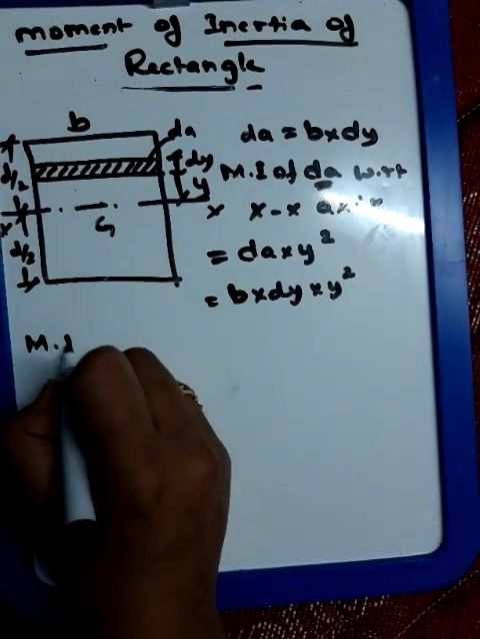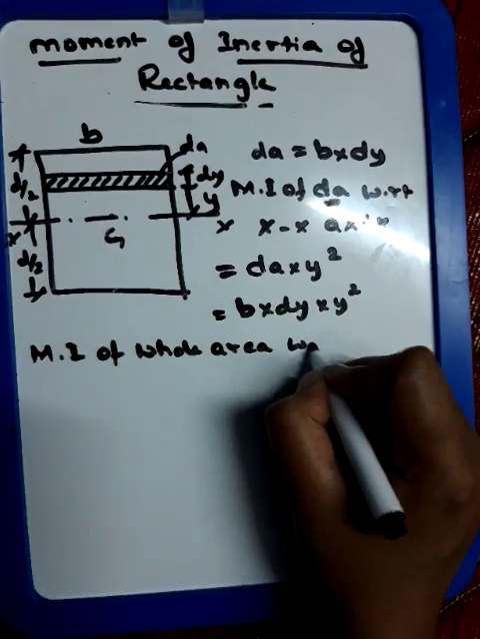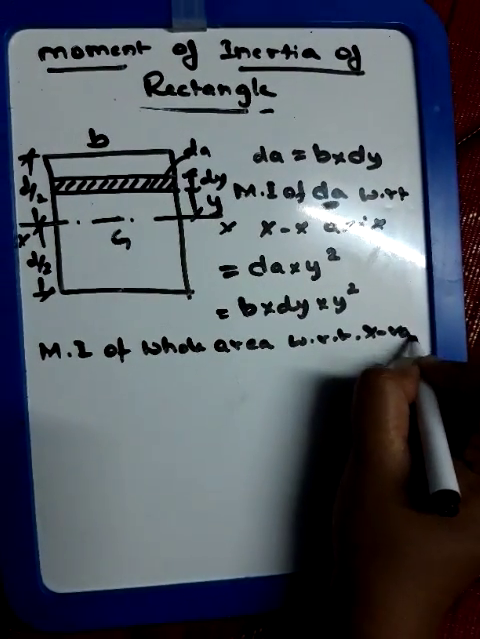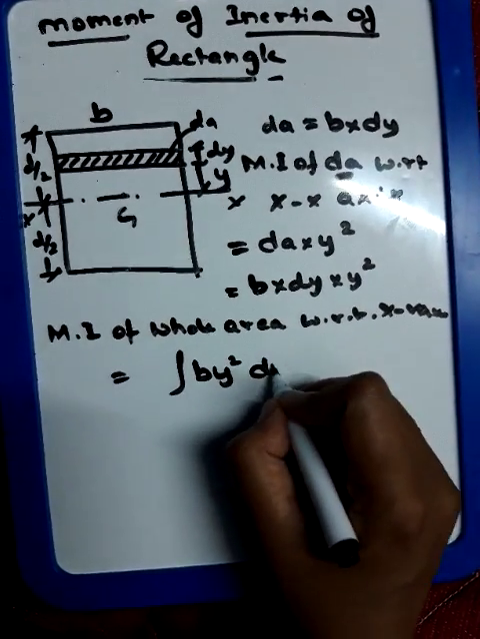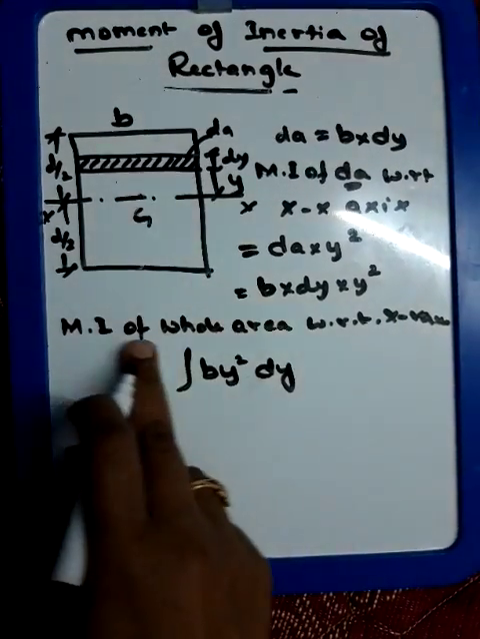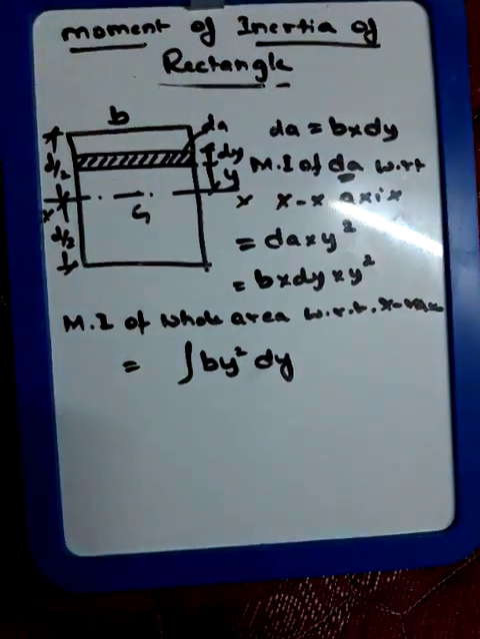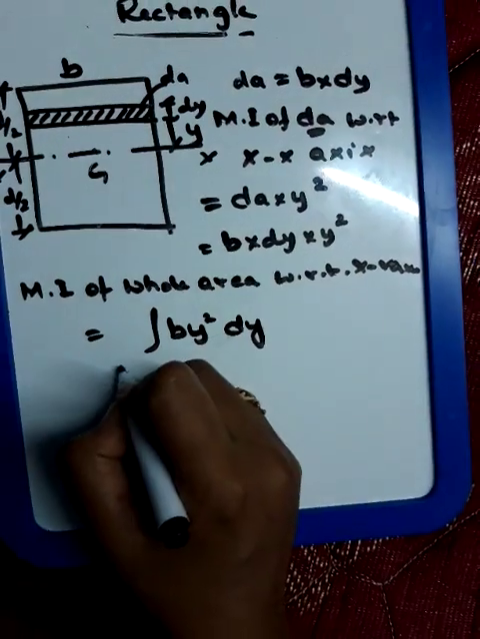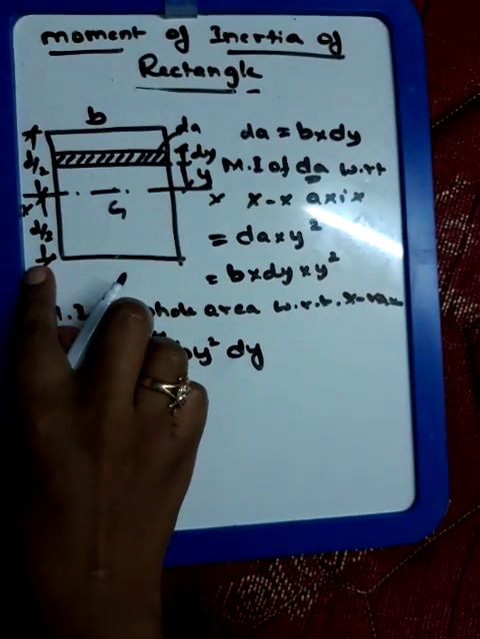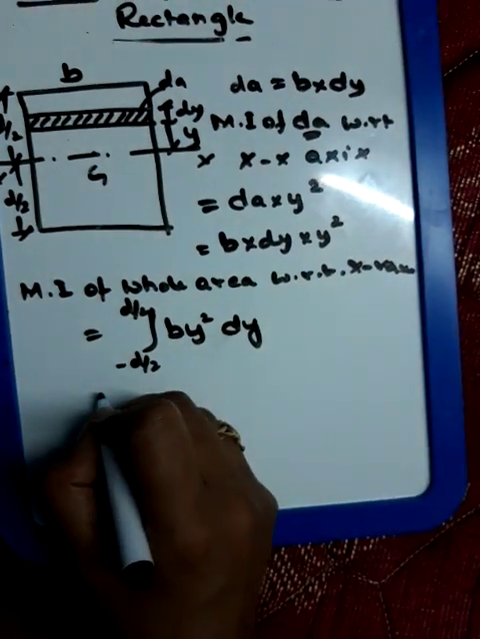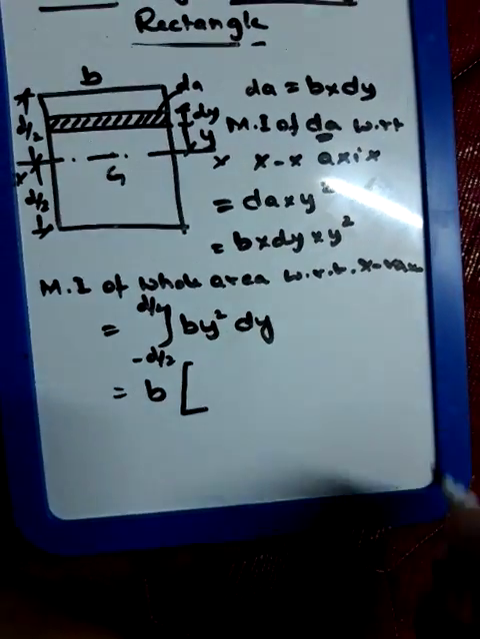Now we will calculate the moment of inertia of the whole area with respect to the x axis, which is equal to the integration of b into y square into dy. That is, you are just going to integrate the moment of inertia of dA with respect to the x axis. The integration limit would be minus d by 2 to plus d by 2, because y can vary from minus d by 2 to plus d by 2. Now just integrate this. Anyhow b is a constant, you can just take it out.